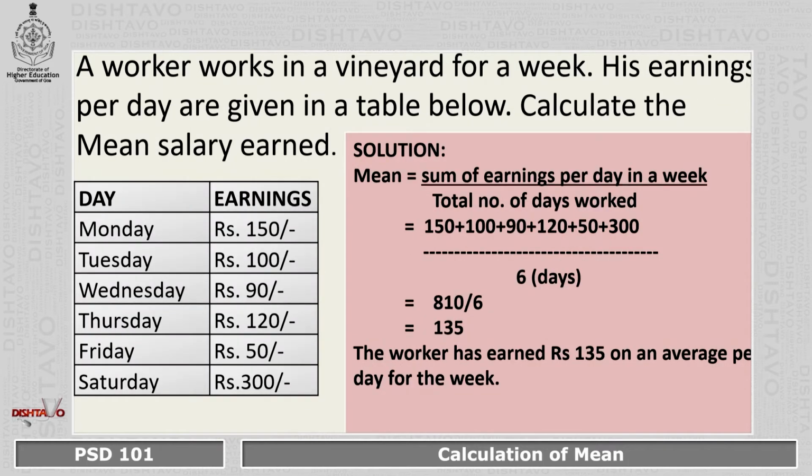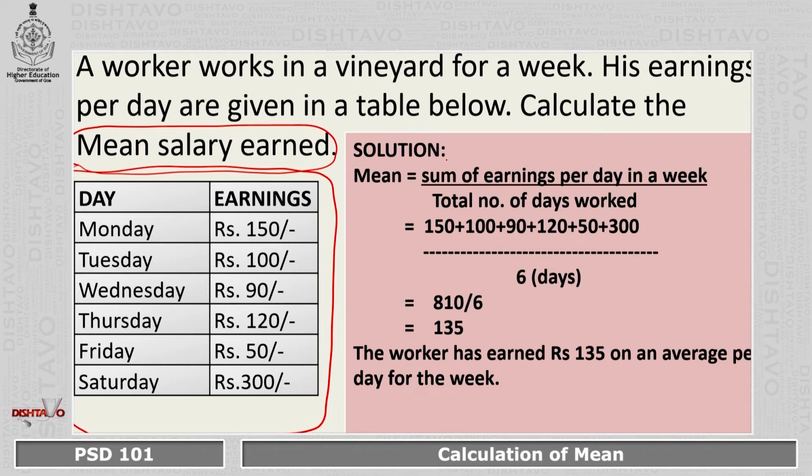Let us work with another problem. A worker works in a vineyard for a week and his earnings per day are given in the table below. If you can see here, this is the table. This is the full table given to you. For each day of the week, his earnings are given. A simple question for you is, calculate the mean salary earned by the worker. That is, on an average, how much did he earn in that week?